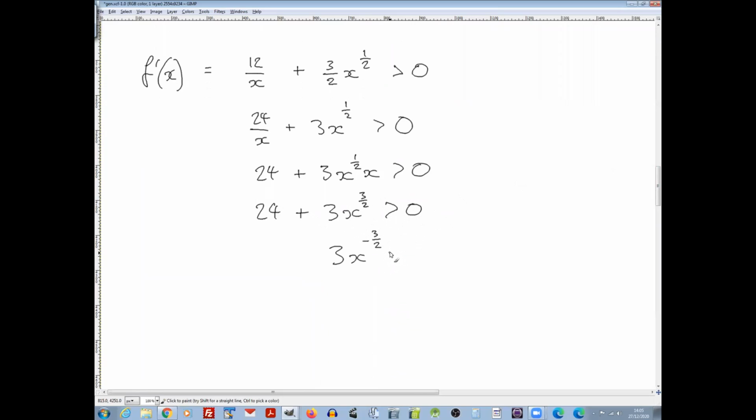with no fear and loathing. Did you mean to put minus 3 over 2? No, sorry. Confused by the negatives, wasn't I? Here, we're not multiplying or dividing anyway. We're just subtracting 24. Then x to the 3 over 2 is larger than minus 24 over 3. In other words, minus 8. Good.